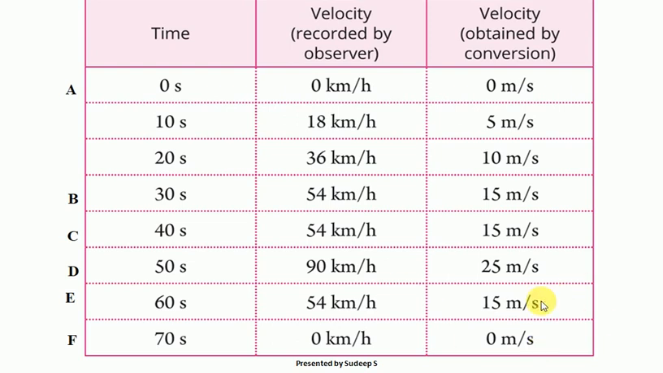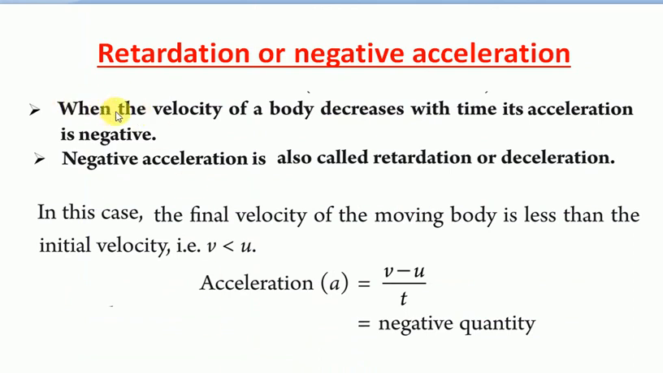Let us keep in mind that at E point the object is 15 meter per second, and at D, initially, the object was moving with 25 meter per second, and the final velocity of the object is 15 meter per second. We have considered only points D and E. We'll see this case now. So as per the definition, when the velocity of a body decreases with time, its acceleration is negative, and such terms are called retardation or deceleration.